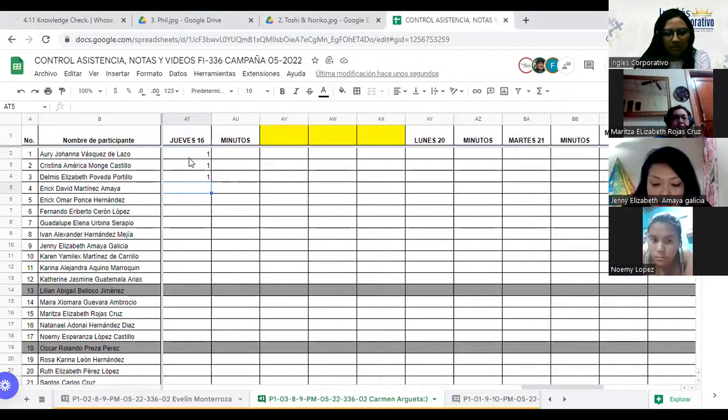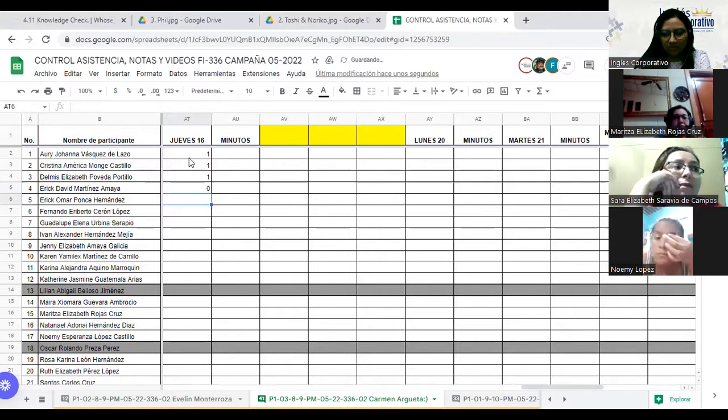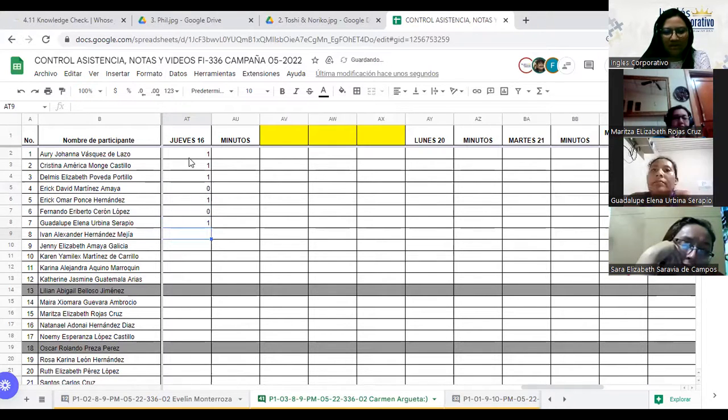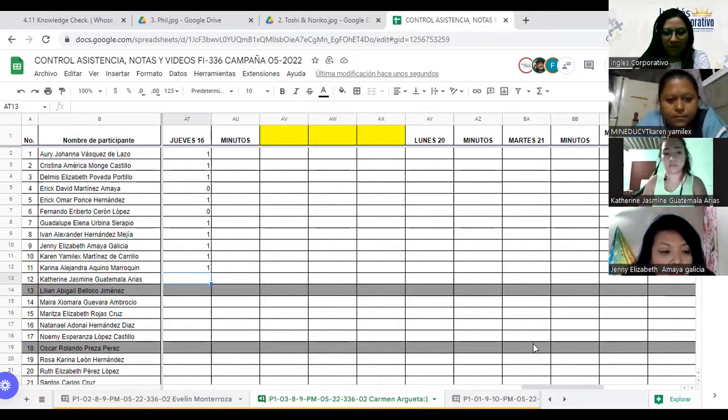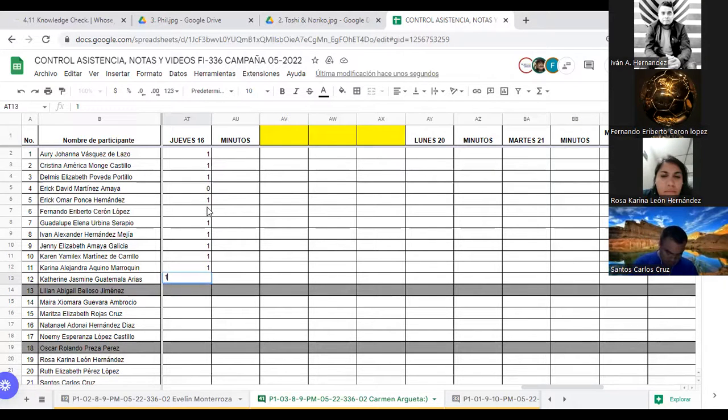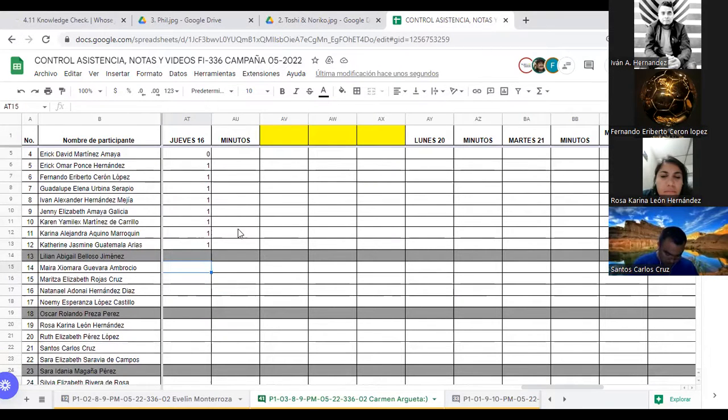Eric David. Eric Omar. Present. Fernando Heriberto. Guadalupe Elena. Present. Iván Alexander. Yes, he was there. Excellent. Jenny Elizabeth. Present, teacher. Karin Jamilex. Present. Karina Alejandra. Present. Catherine Yasmin. Present. ¿Quién me dijo teacher? Fernando. Ah, Fernando, ¿qué pasó? Aquí estamos. Se me va la señal por ratito. Ok, don't worry. Mayra Xiomara. I guess she was in the class.